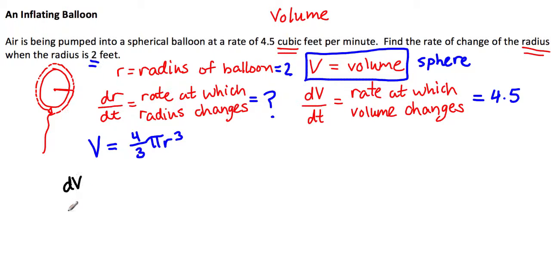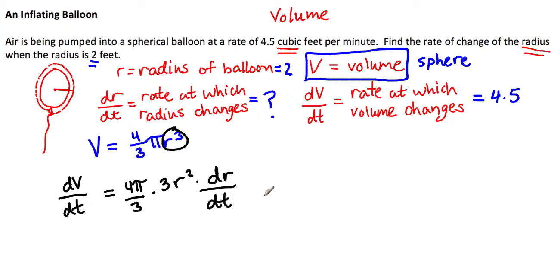So the derivative of volume with respect to time would be dV/dt. The derivative of the right side of the equation there with respect to time, well, 4/3 pi is really a constant, so you're just differentiating r cubed. And that would be 3r squared times dr/dt.